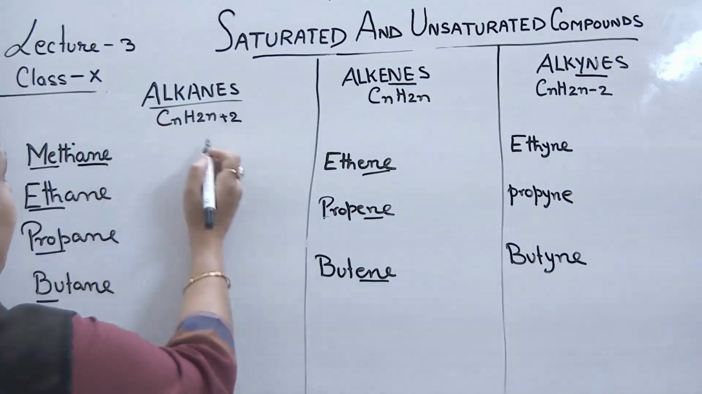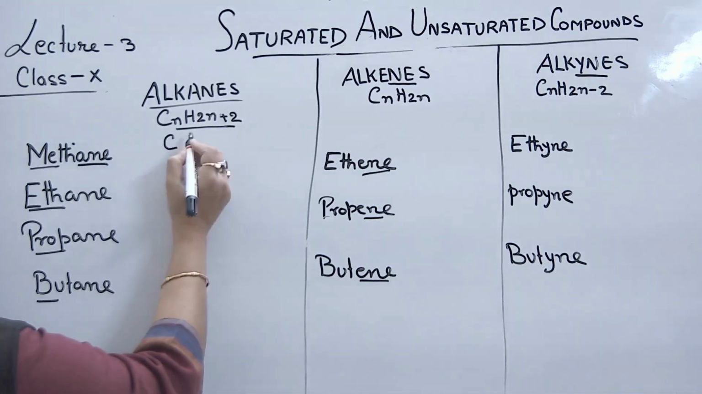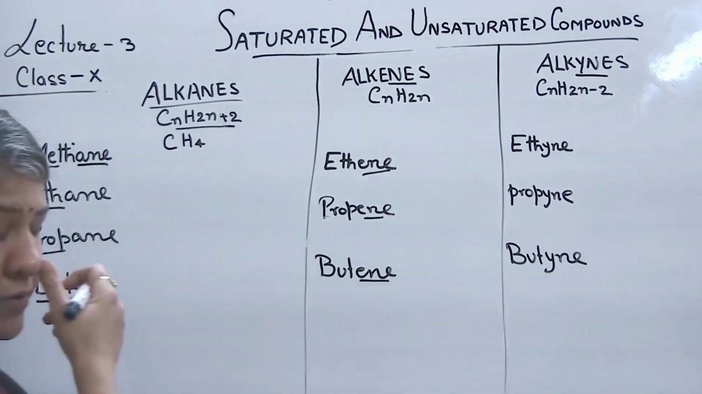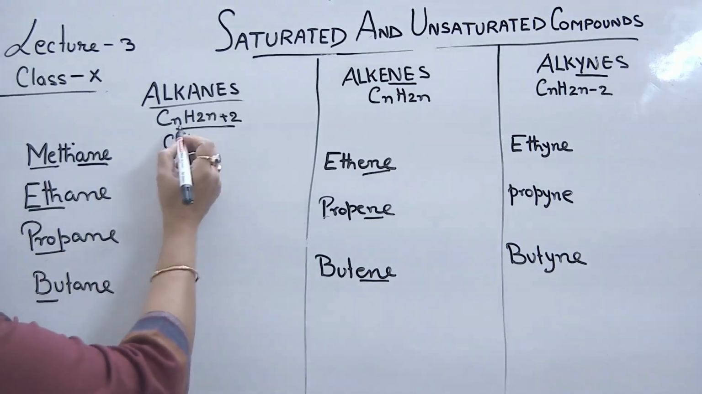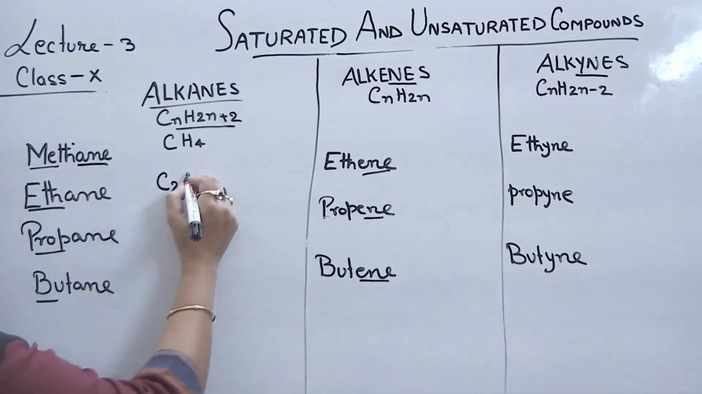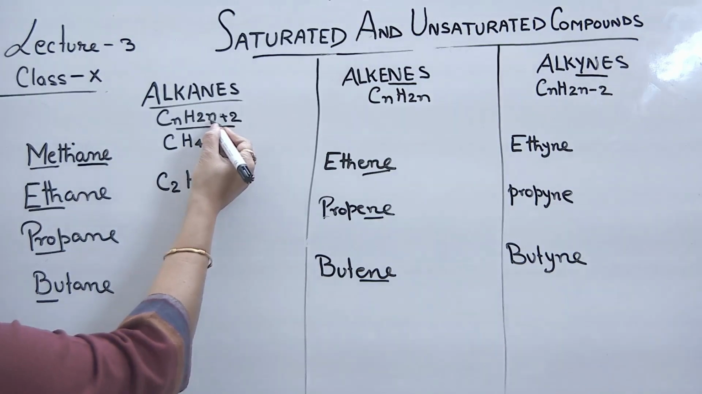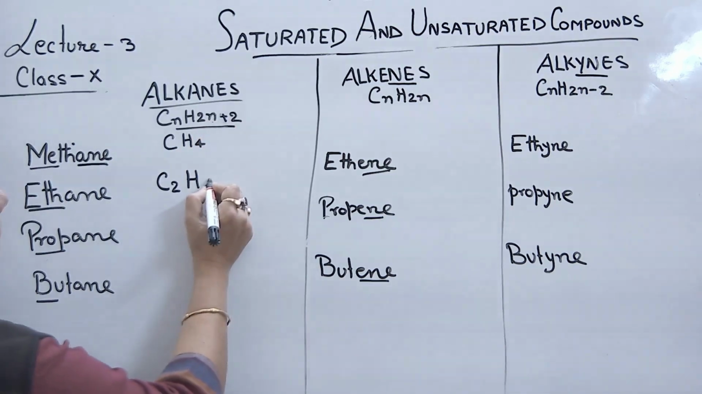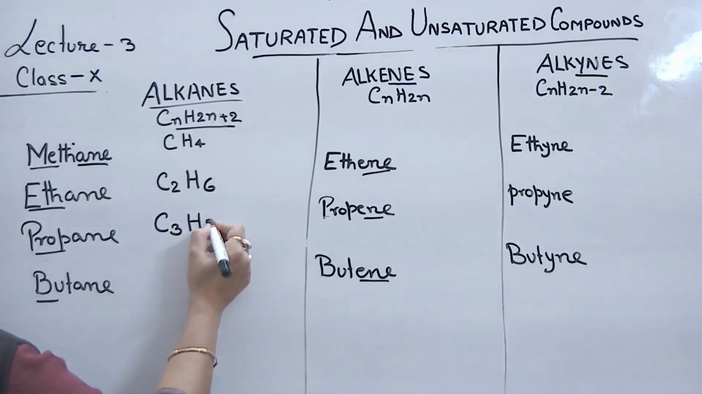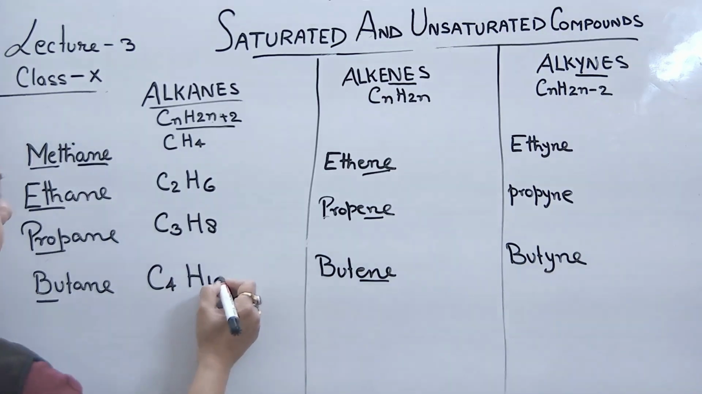Now let's write the formula. Using this formula for carbon 1, if n is 1, then H is 4. You can calculate and fill in the rest. So if n is 2, how many hydrogen atoms will there be? You put 2 here, so you get 2 times 2 is 4, plus 2, that is 6. Similarly, C3H8, C4H10.